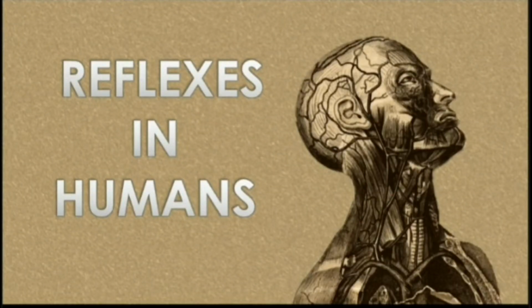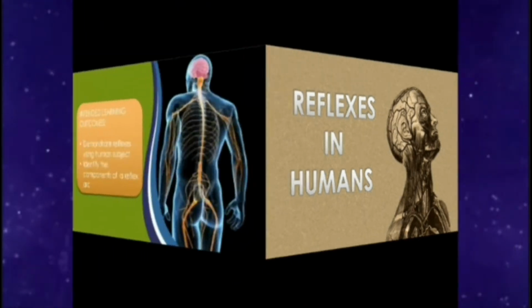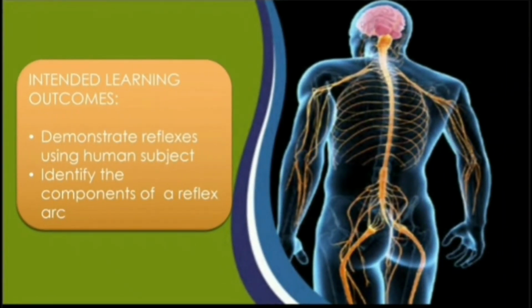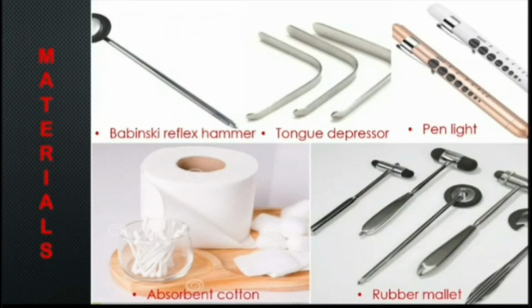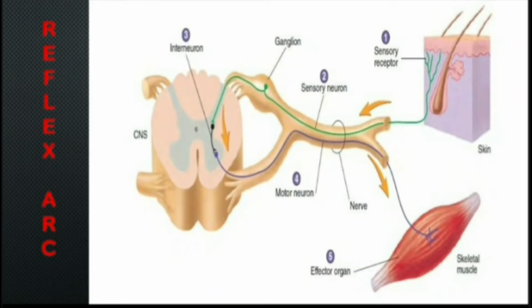We are Group 5 and we will be discussing the reflexes in humans. Our intended learning outcomes are to demonstrate reflexes using a human subject and identify the components of a reflex arc. The materials needed in this activity are a Babinski reflex hammer, tongue depressor, pen light, absorbent cotton, and a rubber mallet.